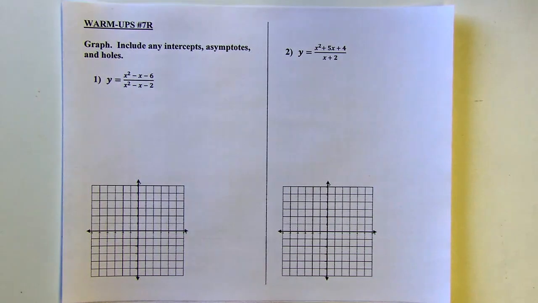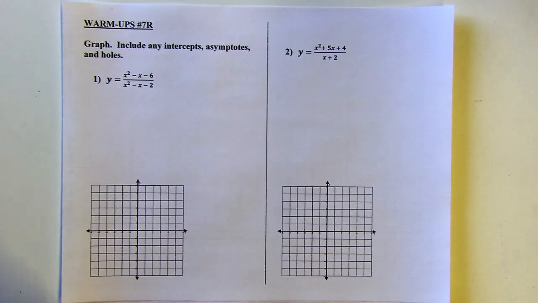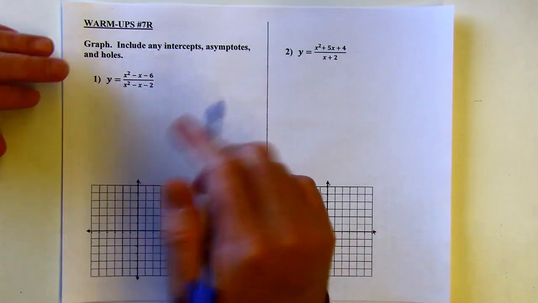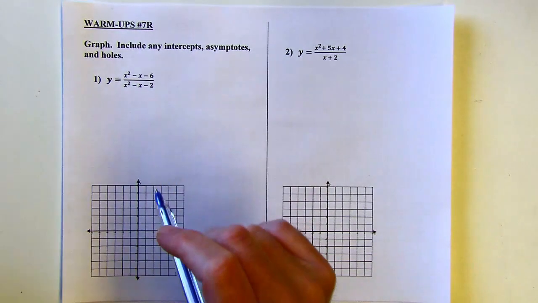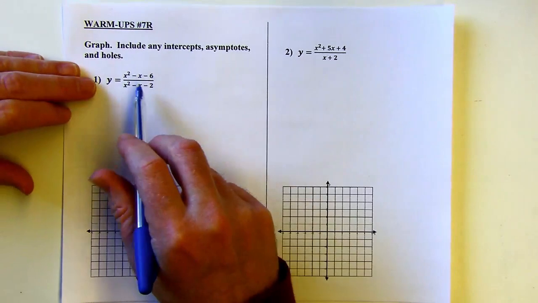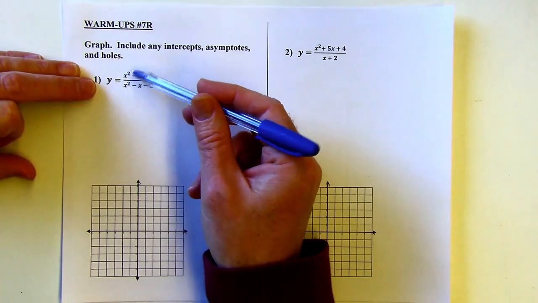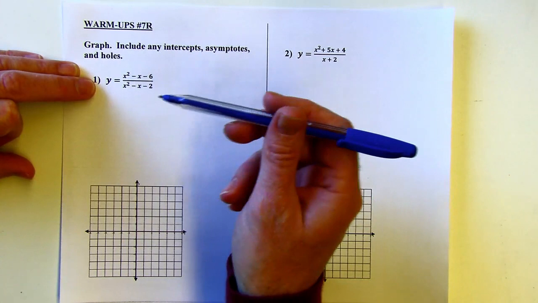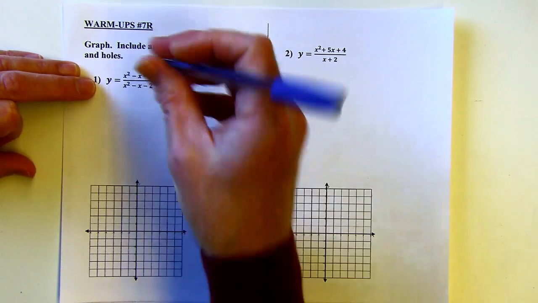Okay, here's warm-up 7R. All right, so let's graph these rational functions. I'm going to look for intercepts and asymptotes and maybe holes. Looking at this one, I can see it's the same degree on top and bottom. I also see some trinomials, so I'm going to start by factoring those to see what happens.